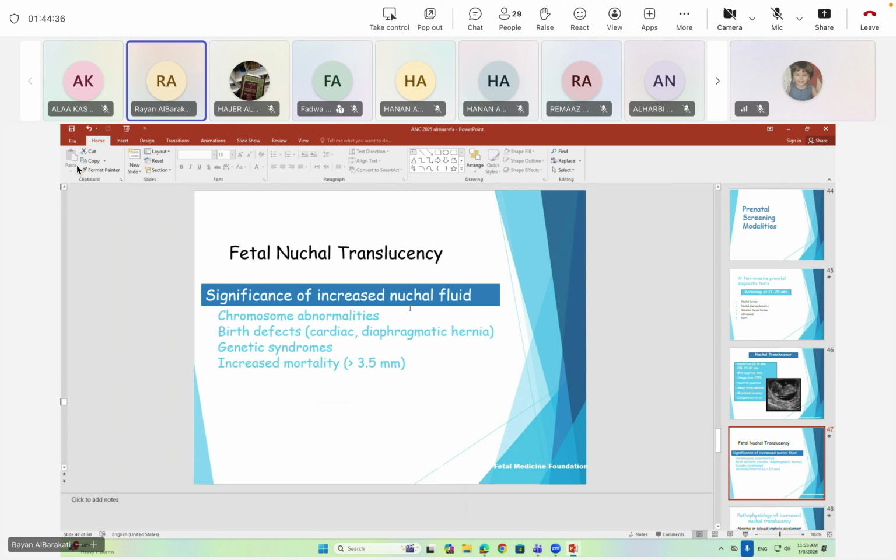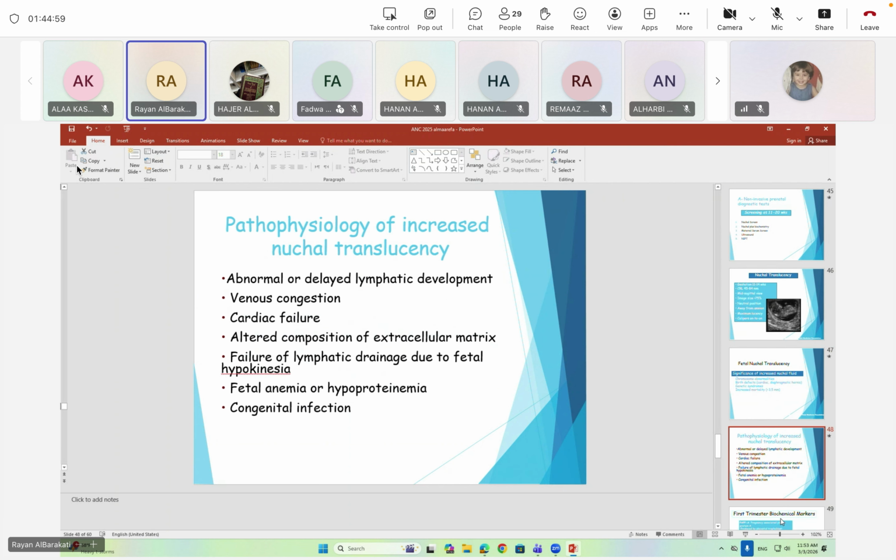Regarding fetal nuchal translucency, the significance of increased nuchal fluid could refer to chromosome abnormalities, birth defects like cardiac defects, diaphragmatic hernia, or genetic syndromes. Also, increased mortality is noted if it is more than 3.5. Up to 2.5 millimeters we consider as normal, but from 2.5 and above, this is increased, and there is a risk of abnormality. Above 3.5, there is a high risk of mortality or losing the pregnancy.